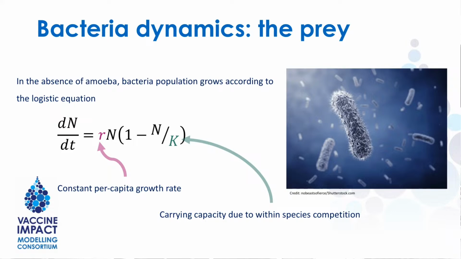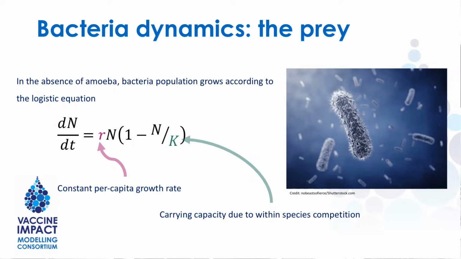So let's start simple and add terms as we think they're necessary. If we ignore the amoeba completely and think about the bacteria on its own, we've got a population in isolation, so we can define an equation that captures the growth of that population. Here, we're going to use the logistic equation, the one that goes initially slowly, increases, and then reaches a carrying capacity.